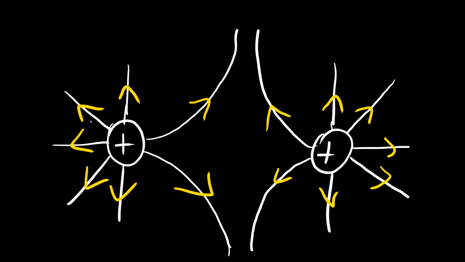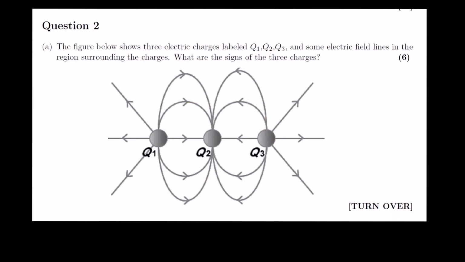Now these are the basics of electric field pattern. We can go back to our question and try to answer it now. This is the question. Now we need to write the signs of the three charges.